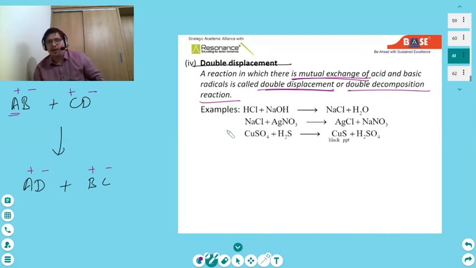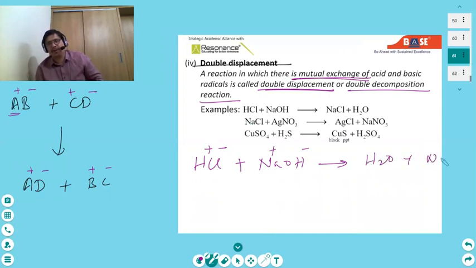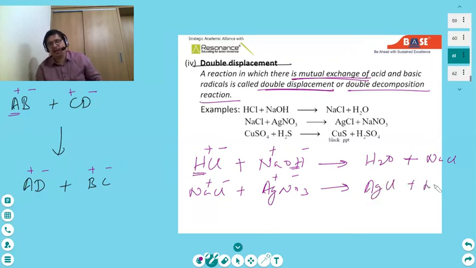For example, when I take HCl, that is hydrochloric acid in water, and NaOH in water, what we see is that H plus, Cl minus, Na plus, OH minus will interchange their position. So H2O is formed and NaCl is formed. Positive, negative, negative, positive, these two combine. Similarly, when I take table salt NaCl and treat it with silver nitrate, they will exchange positions. This is Na plus, Cl minus, this is plus and minus. Silver chloride will be formed and sodium nitrate, NaNO3.